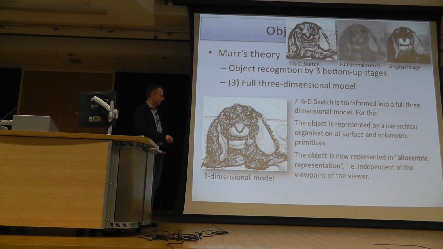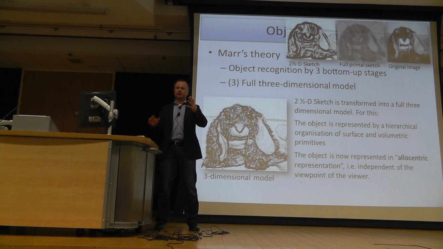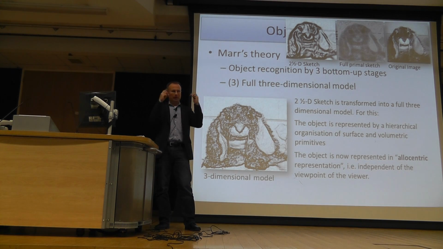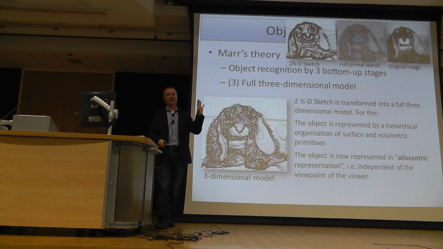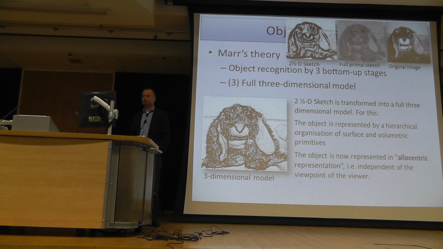In addition, the representation is now allocentric. That means independent of the viewpoint. Even if we move around, our mental representation stays the same. That's a rabbit which looks like that. No matter from which perspective I watch, my representation is that this is the rabbit.